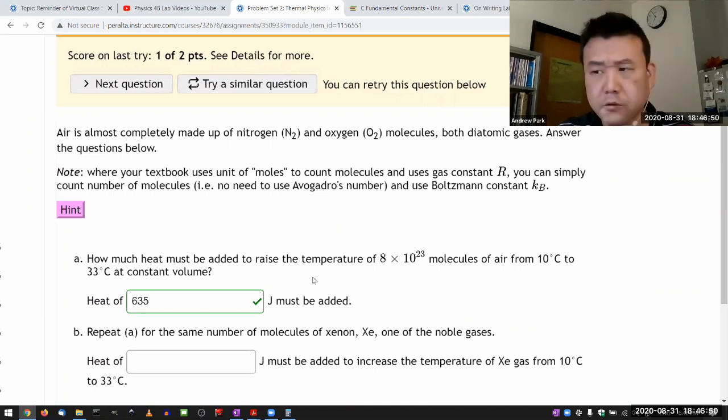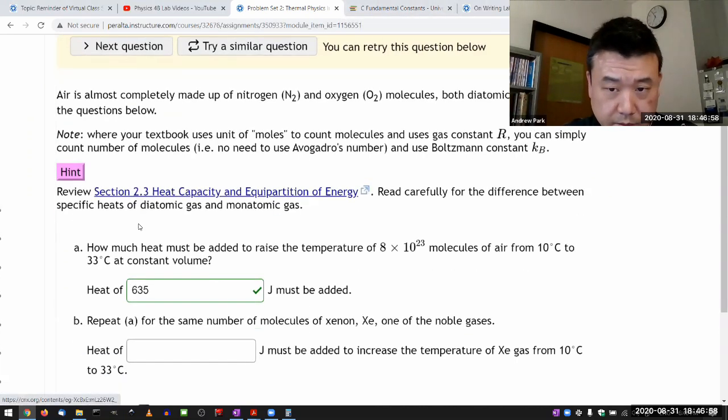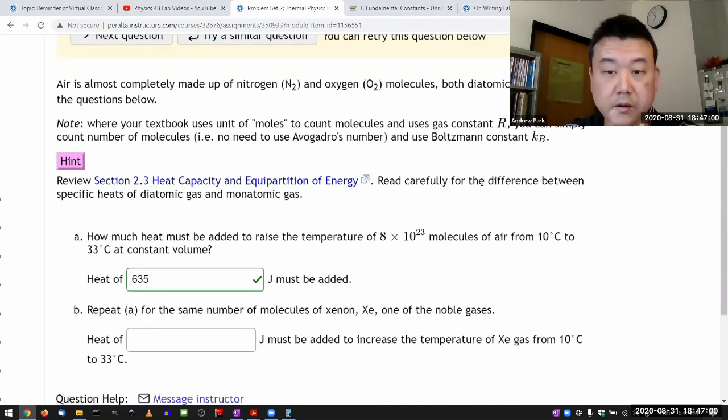So hopefully people who are struggling with this just needed that thing about the degree of freedom. And I think, read carefully for the difference between specific heat of diatomic gas and monatomic gas. And the origin of that difference is that degree of freedom.